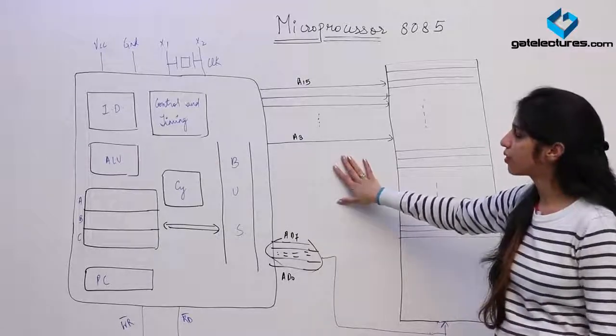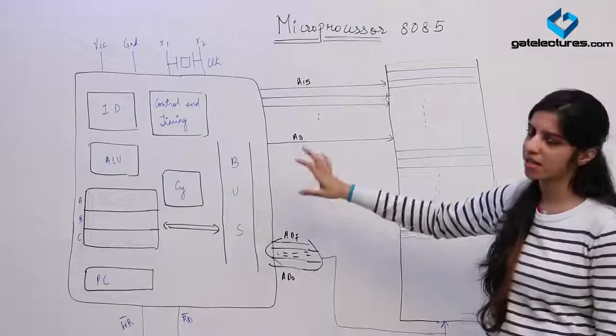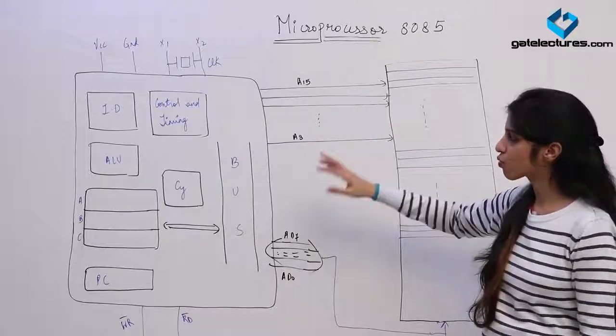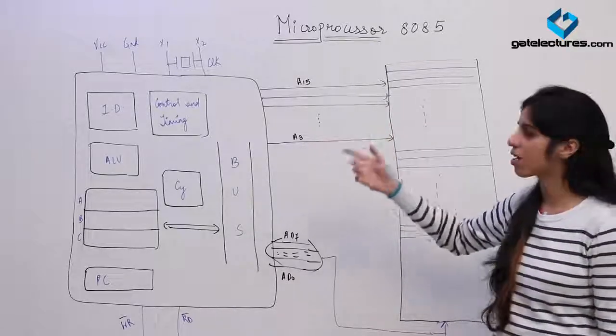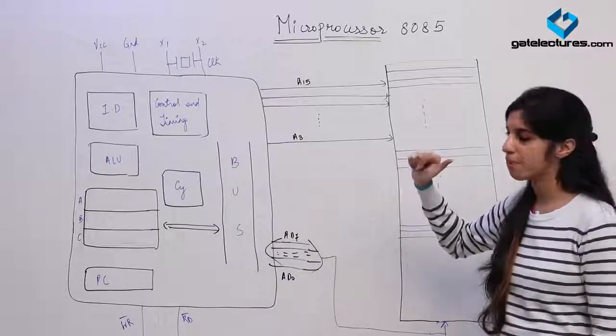Right now we are going to look at the basic structure of the microprocessor, how the microprocessor was designed, what the intention was, how the things were placed, and what problems were faced because of which we had to make some modifications.